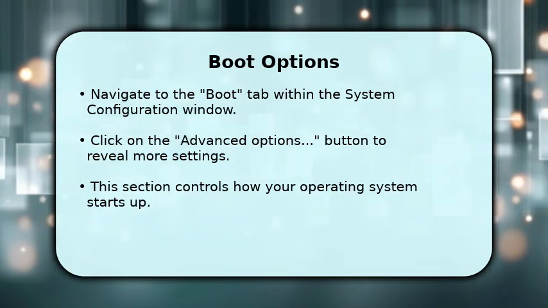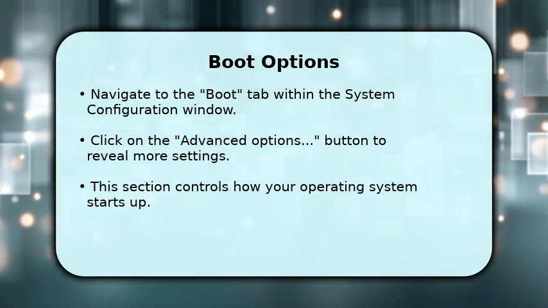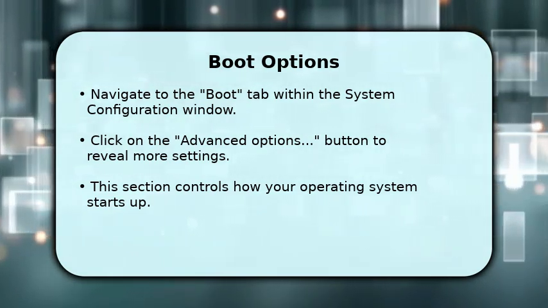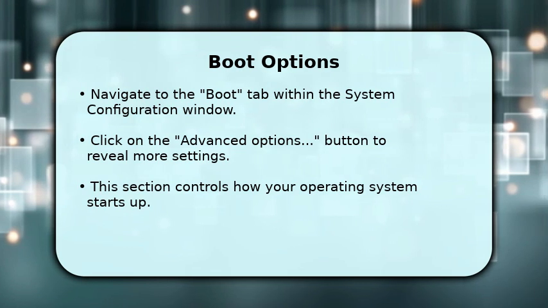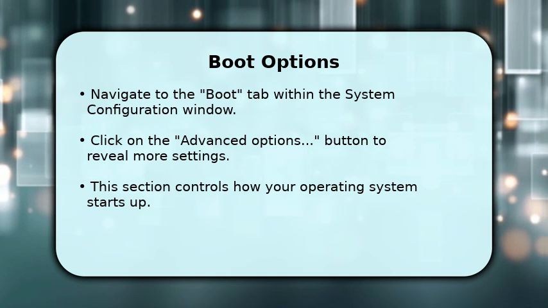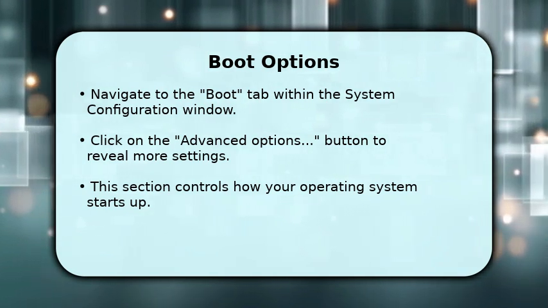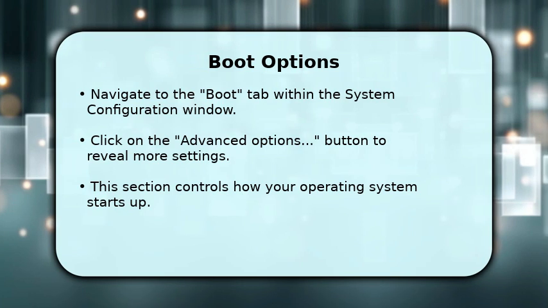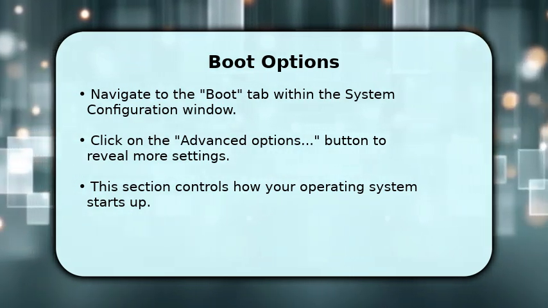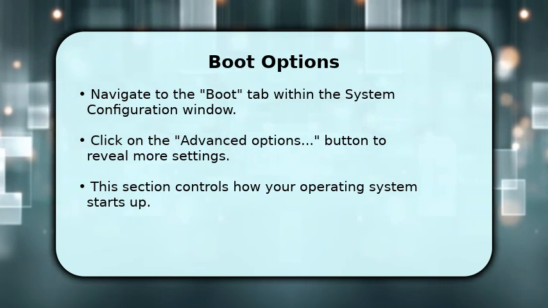Now that System Configuration is open, click on the Boot tab at the top. This tab lists your operating systems and their boot settings. To access the memory limits, you'll need to click the Advanced Options button. This opens a new window with crucial settings for your system startup, including the maximum memory allocation. It's a key step to proceed.